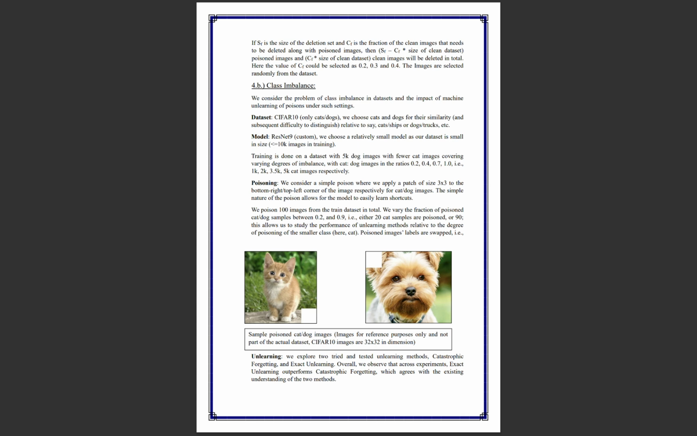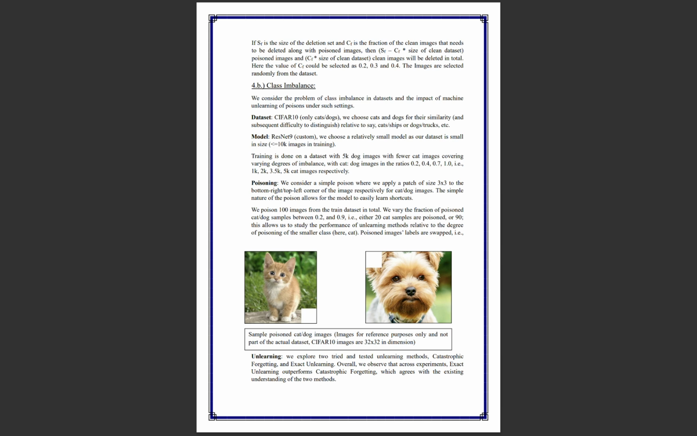We vary the fraction of poisoned cat and dog samples between 0.2 and 0.9. That is, either 20 cat samples are poisoned or 90. This allows us to study the performance of unlearning methods relative to the degree of poisoning of the smaller class, here cats. Poisoned images labels are swapped, that is, cats are labeled as dogs and dogs are labeled as cats.